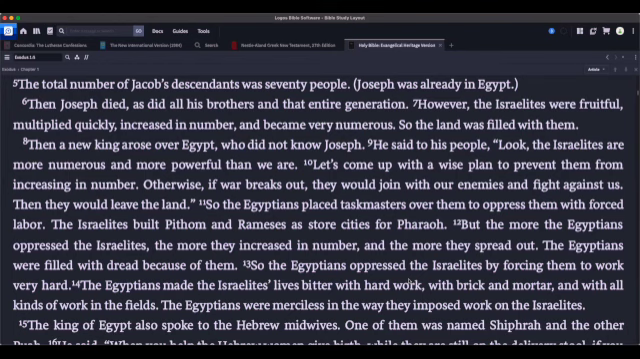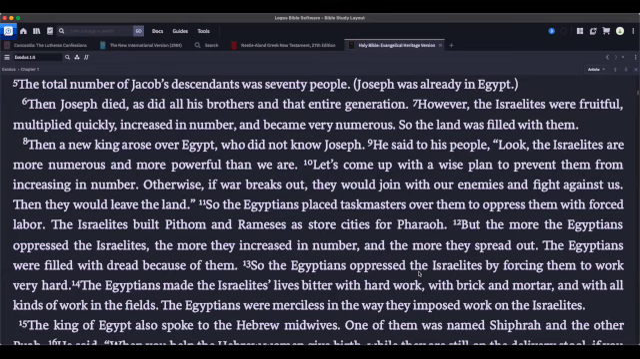Then a new king arose over Egypt who did not know Joseph. He said to his people, "Look, the Israelites are more numerous and more powerful than we are. Let's come up with a wise plan to prevent them from increasing in number. Otherwise, if war breaks out, they would join with our enemies and fight against us. Then they would leave the land."